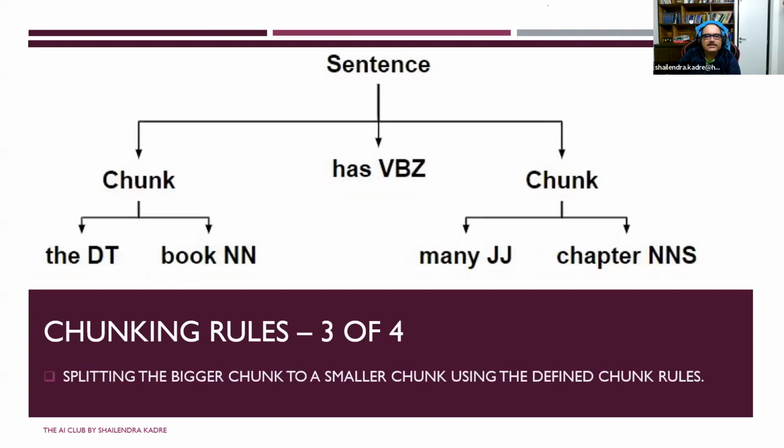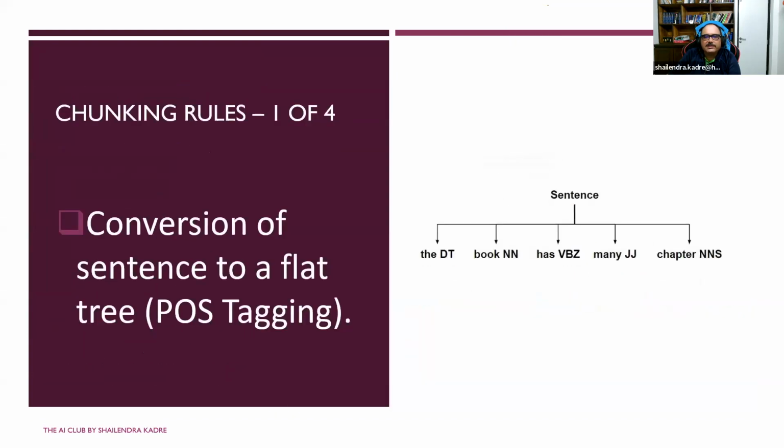So see the sentence. The sentence is: the book has many chapters. It should be many chapters actually. So the book has many chapters. So this is the sentence.